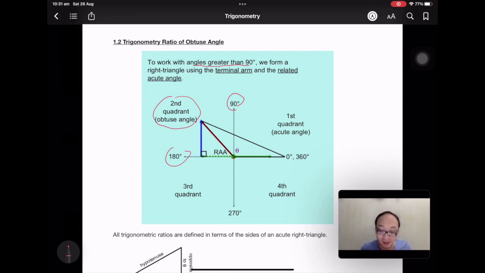Now if we see from the figure, if theta is an obtuse angle, then at the back of the triangle we have an acute angle, which we call the related acute angle. In this case, the related acute angle is equal to 180 minus theta. That means we can find the trigonometric ratio from the related acute angle.